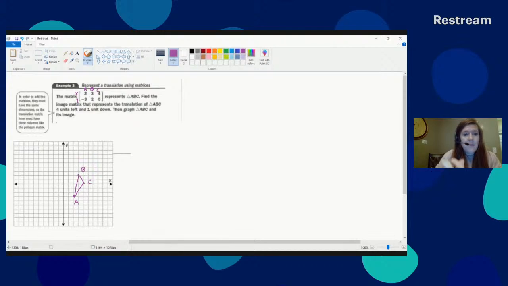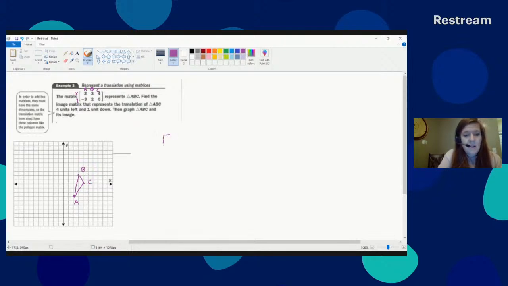Okay, so now what they're telling me is find the image matrix that represents, so the image, remember, is the new image matrix that represents the translation of ABC, 4 units left and 1 unit down. Then graph ABC and its image. So again, lots of words, not too hard to do. And they're telling you over here, in order to add 2 matrices, they must have the same dimensions. So the translation matrix must have 3 columns, the polygon to match.